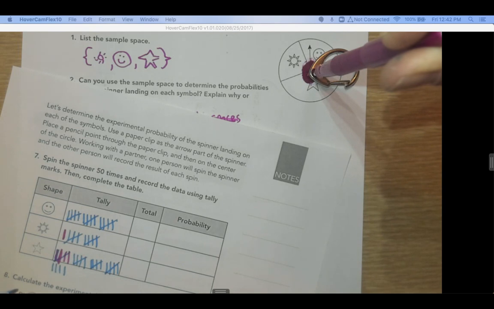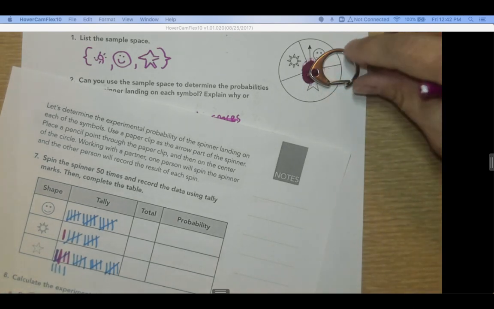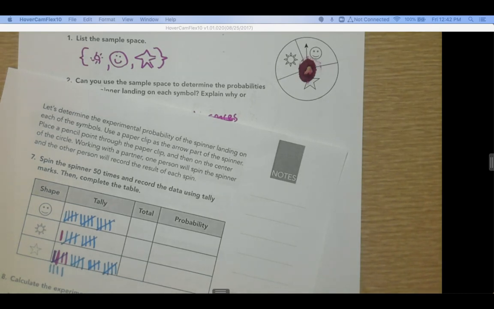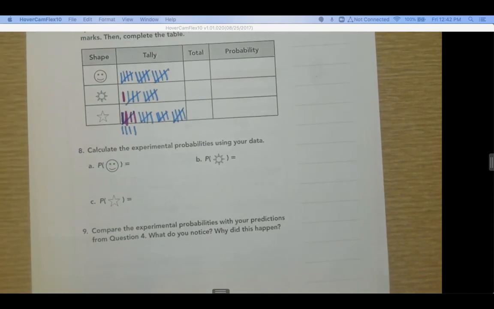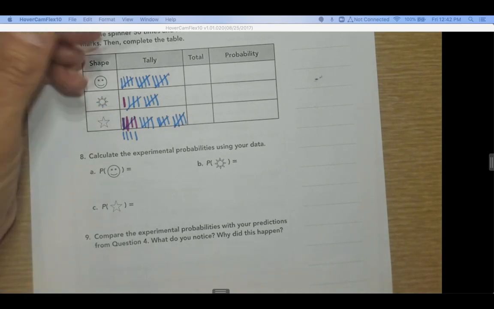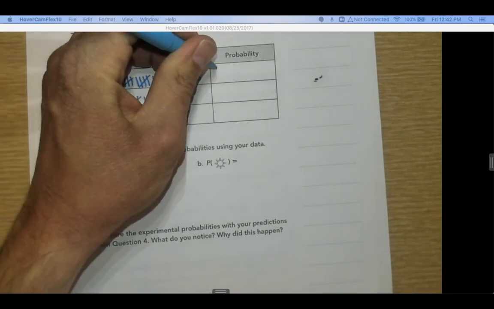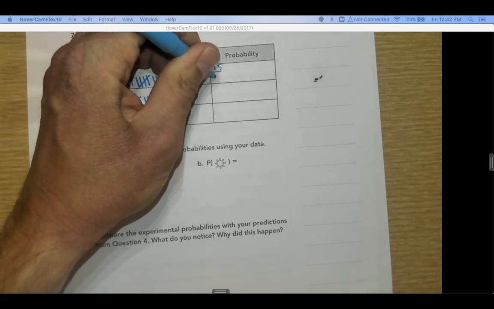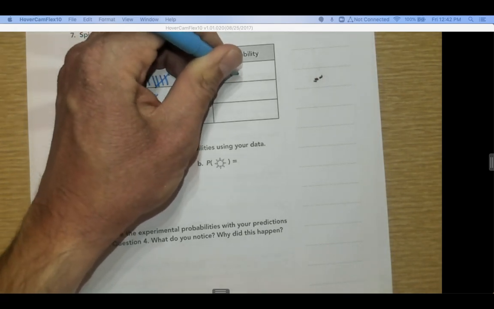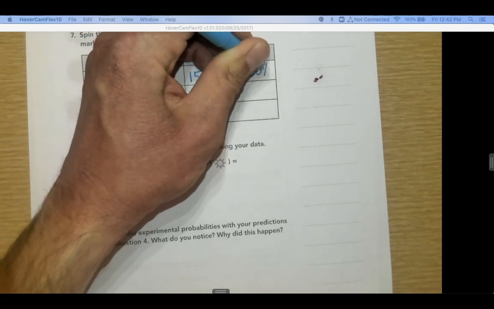Uh-oh. I feel as though I've made a mistake. Look at what has occurred here, though. That's beautiful. That is a work of art. All right. 5, 10, 15. 15 out of 50, which is 0.3, which is 30%.